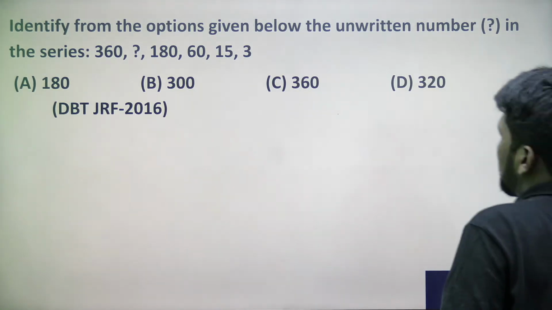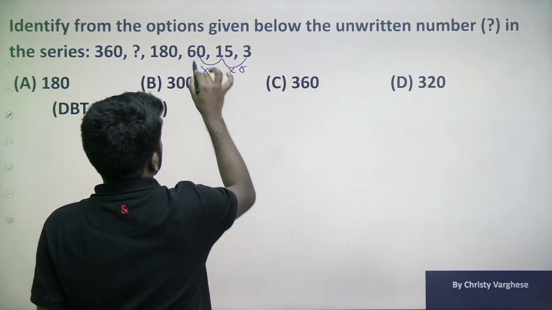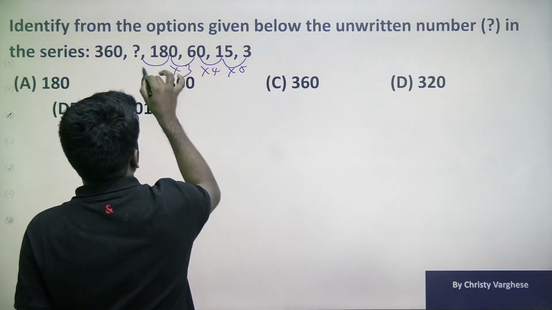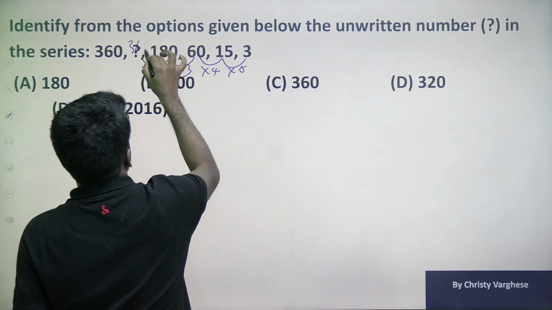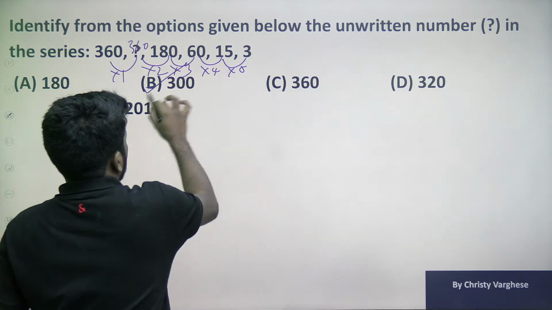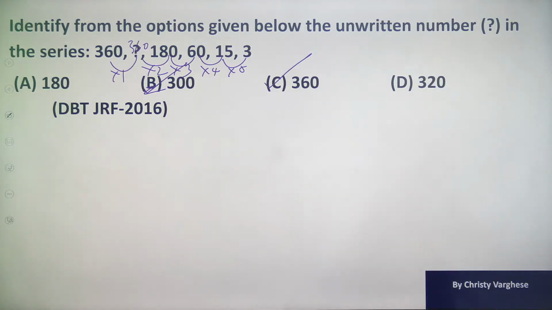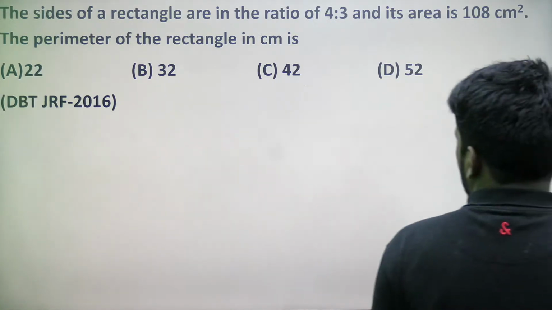Okay, so I will explain, very simple question. 3 into 5 is 15. 15 into 4 is 60. 60 into 3 is 180. 180 into 2 is 360. 360 into 1 is 360. So 360 is the answer. Option C. Into 1, into 2, into 3, into 4, into 5, etc.